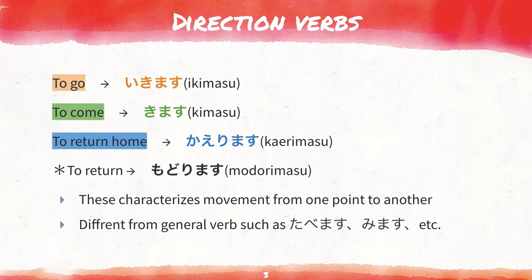In today's class, we're going to cover 3 different direction verbs. The first one is to go. In Japanese, it's 行きます. To come, 来ます. To return home, 帰ります. And the fourth one is a little bit special.